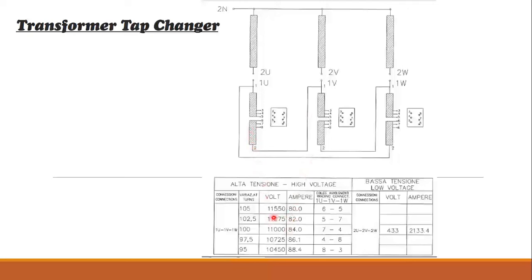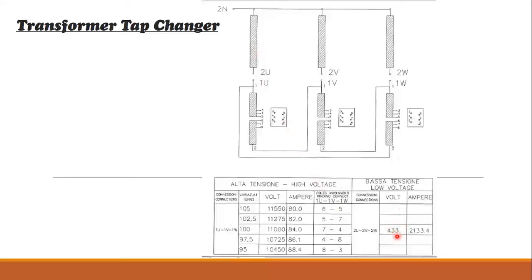What we are doing is reducing the number of turns. If we are reducing the number of turns, you can see that when we go down the table, the voltage is reducing. Same if we go up the table, the voltage is increasing. So this is the purpose of a tap changer. Through the tap changer we can increase and decrease the voltage at the output of the transformer.